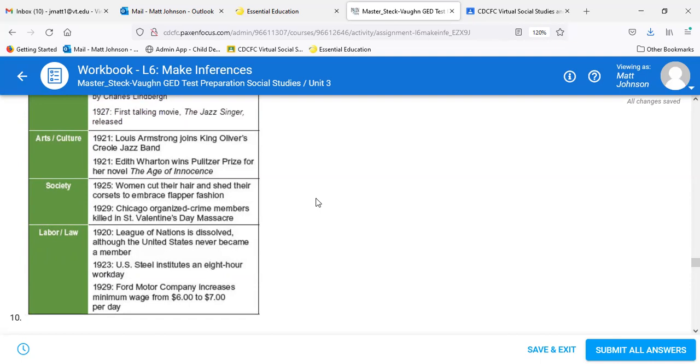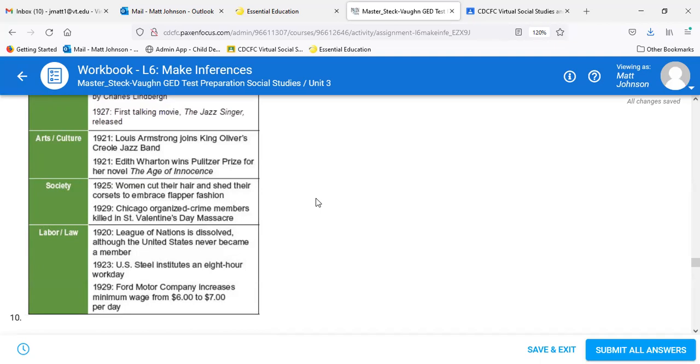And in 29, Chicago organized crime members killed in St. Valentine's Day massacre. So that also kind of coincided with the Prohibition movement. Labor and law. So 1920, League of Nations is dissolved, although the United States never became a member. We talked about the League of Nations, the precursor to the United Nations, and trying to prevent further global conflict like World War I. But it didn't. It only survived for a short time. It was already gone by 1920.